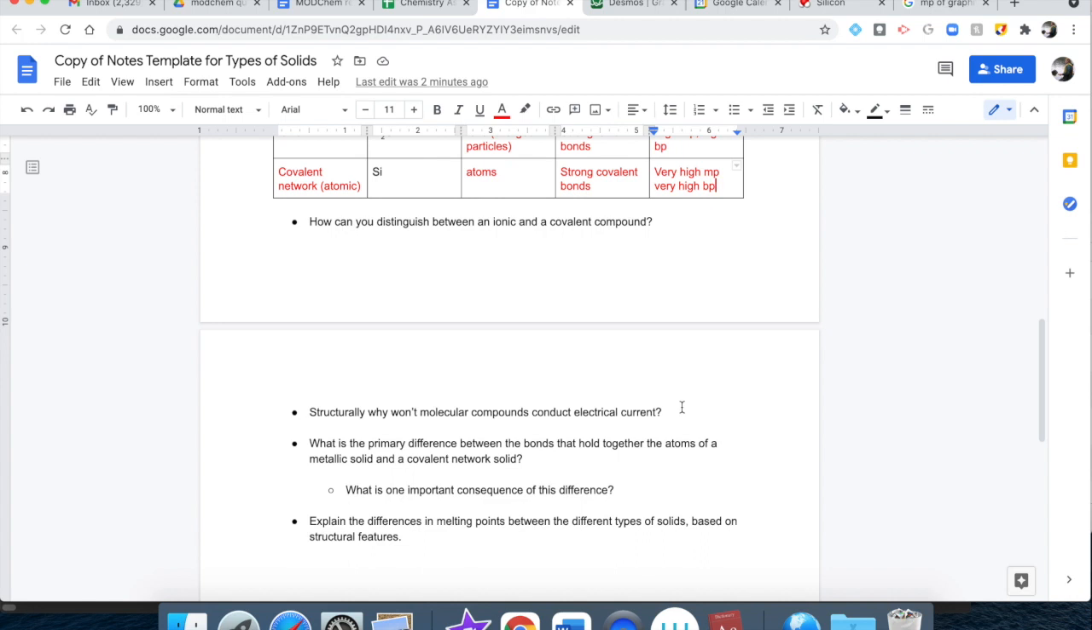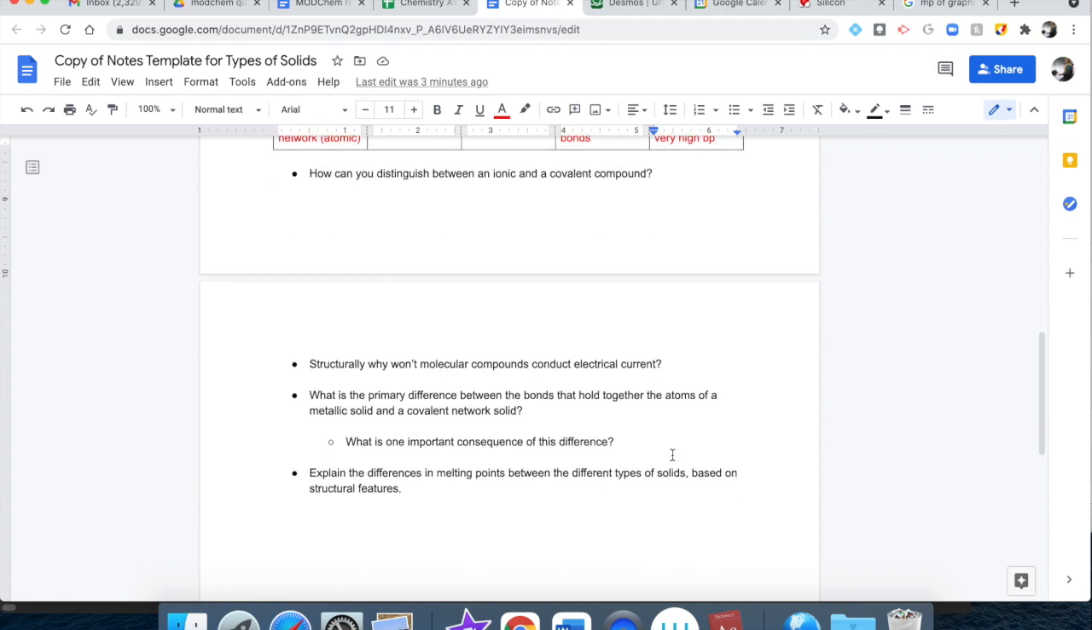Molecular compounds aren't charged. Remember, they bond together with that different mechanism where they're neutral because they're sharing electrons in those strong internal bonds. So even if you dissolve them in water, even if you melt them and give them the ability to move around, those particles aren't charged.